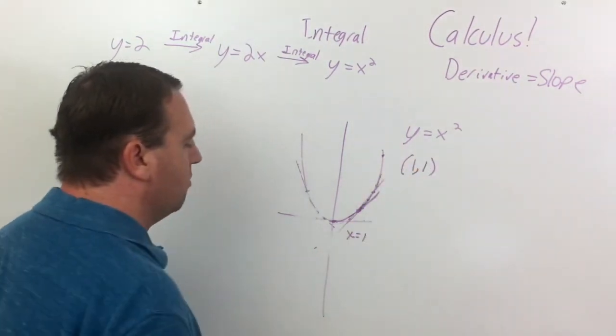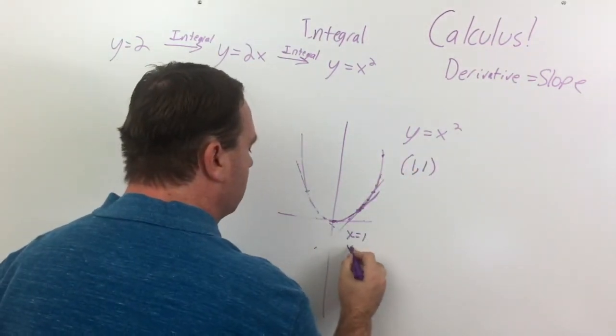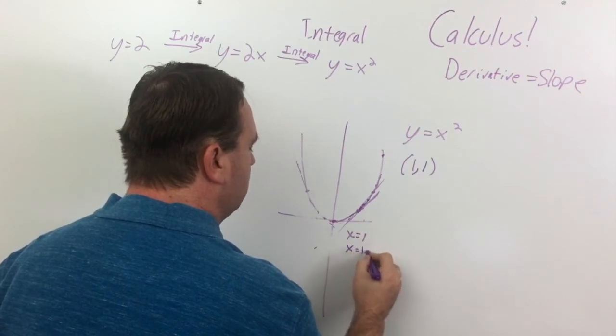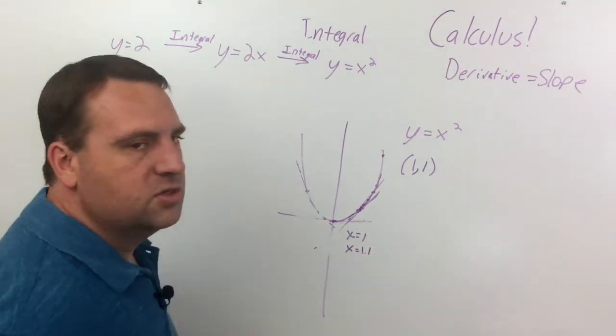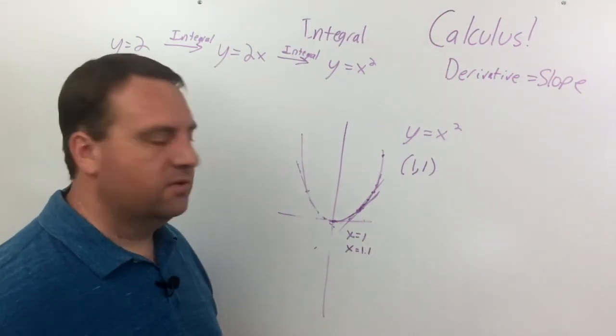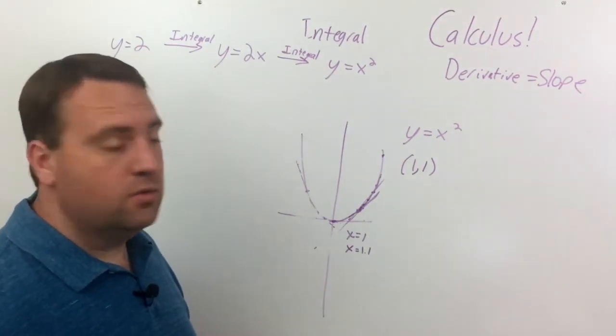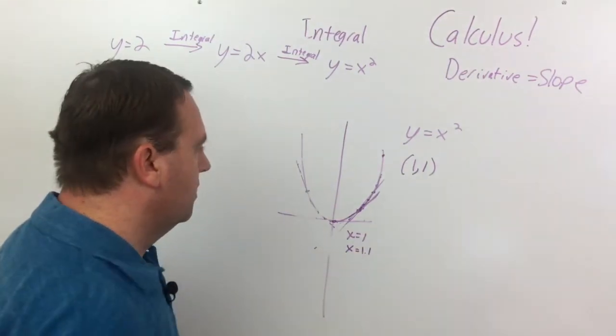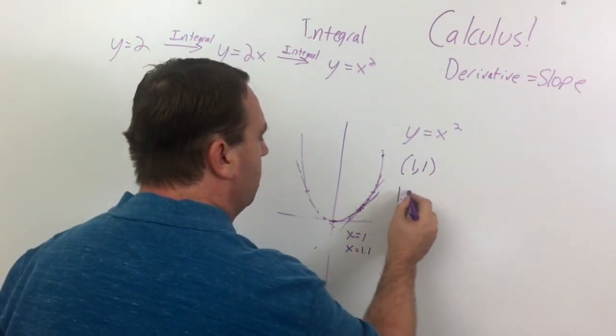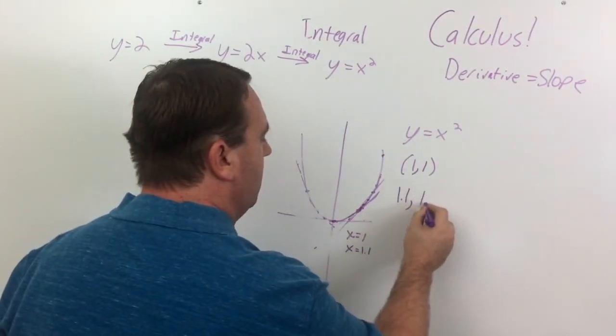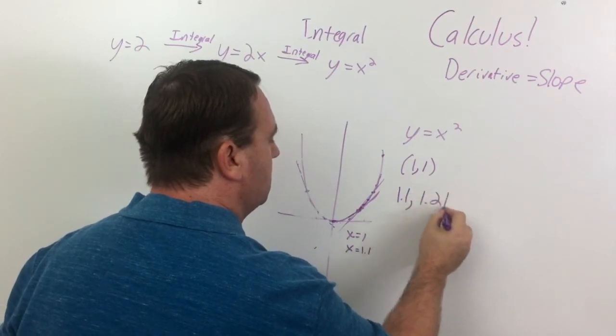So for our second point, we'll move x over just a little bit, from 1 to 1.1. Okay, so if x is 1.1, what is our y value? Well, our y value is x squared. So if our x is 1.1, the square of that is 1.21.